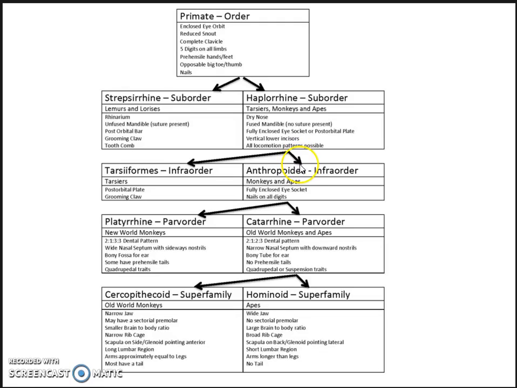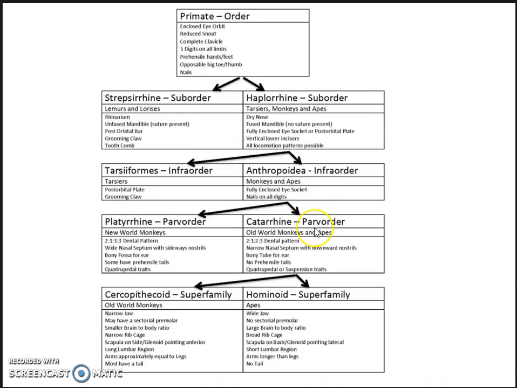But if it's a haplorhine, then is it an anthropoid or is it a tarsier? If it's a tarsier, again, you're not going to take that any further. But if it's an anthropoid, well then, is it a catarrhine or is it a platyrrhine? Is it that New World monkey or is it an Old World monkey or an ape? Again, platyrrhine, we're not going to take that division any further, although there are multiple different divisions within each of these. We're not going to break it down any further.